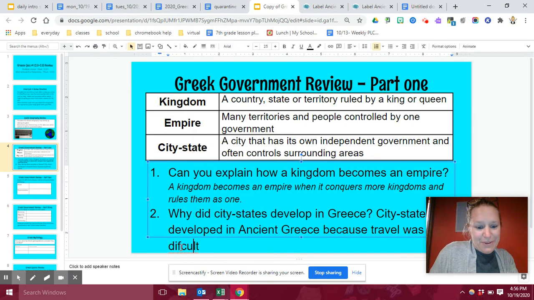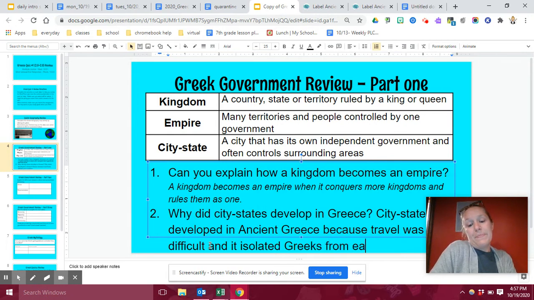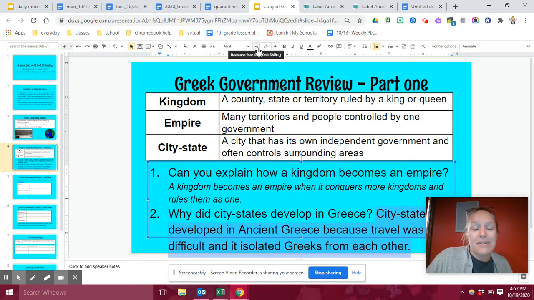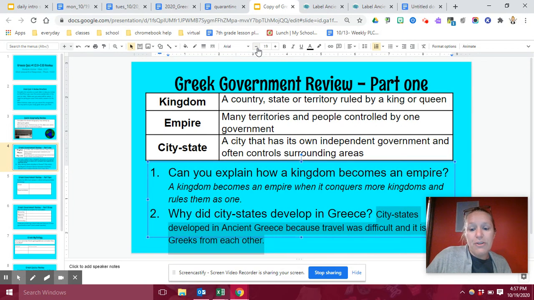Travel was difficult and it isolated Greeks from each other. So you're not going to have them go and conquer each other, because travel was just too difficult to do it. The landscape, the islands, the peninsulas, the mountains, their terrain is actually going to make it really impossible for these huge empires or kingdoms to take place.